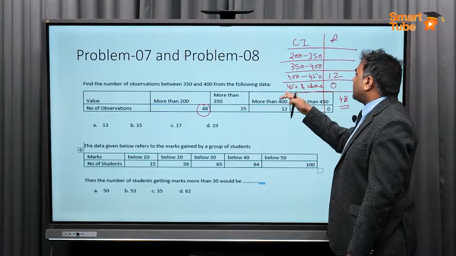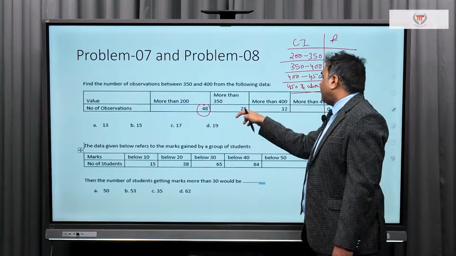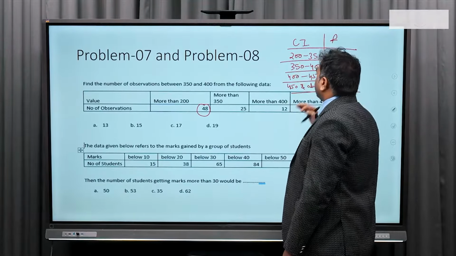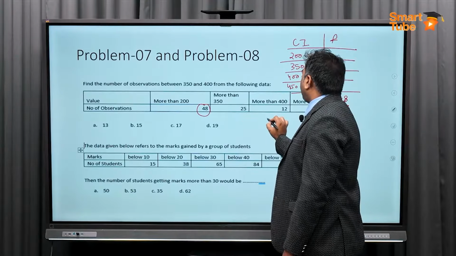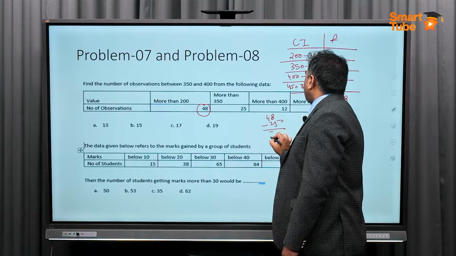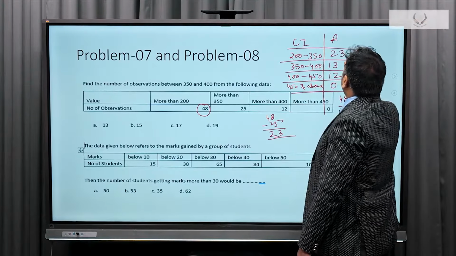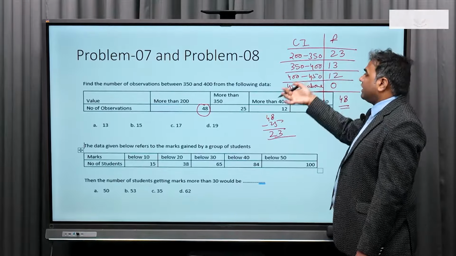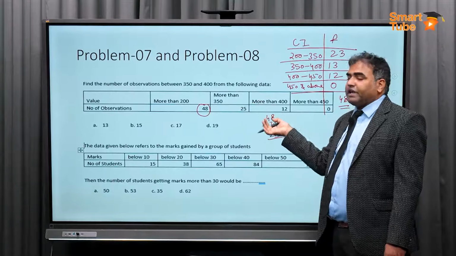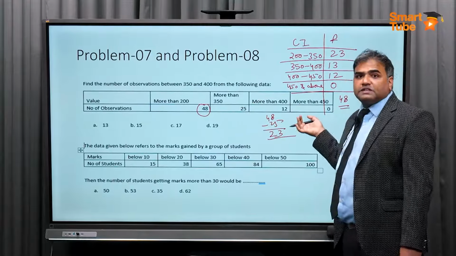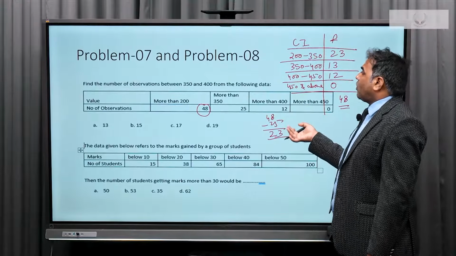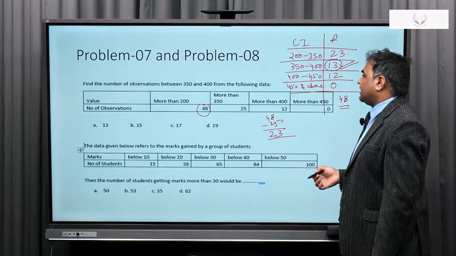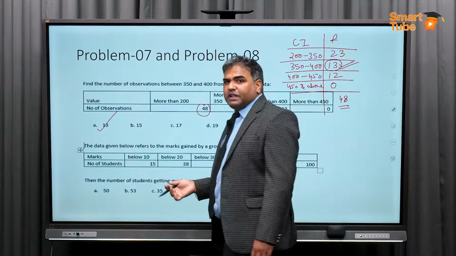Okay, then more than 350, that would be what? That would be 25 minus 12, that would be 13. Simple logic. Then 200 to 350, that would be 48 minus 25. So this would be 23. So now if you do the sum of this, 23, 13, 12, 0, you get 48. Yeah. So I just converted the cumulative class interval with cumulative frequency into normal class interval with normal frequency. Find the number of observations between 350 and 400. So the number of observations between 350 and 400 is 13. And yeah, we are done with this problem. Very basic problem.